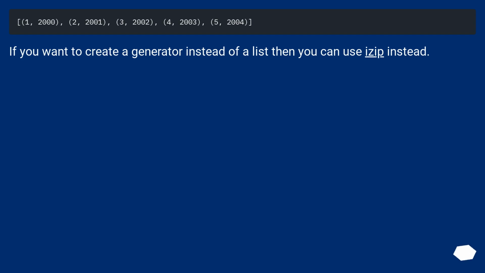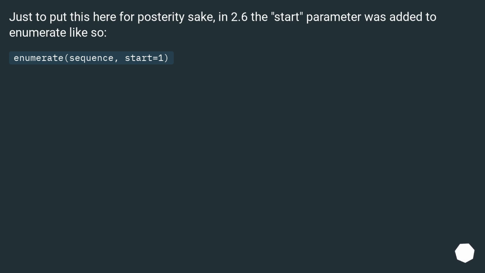If you want to create a generator instead of a list, then you can use izip instead. Just to put this here for posterity's sake, in 2.6 the start parameter was added to enumerate like so: enumerate(sequence, start=1).